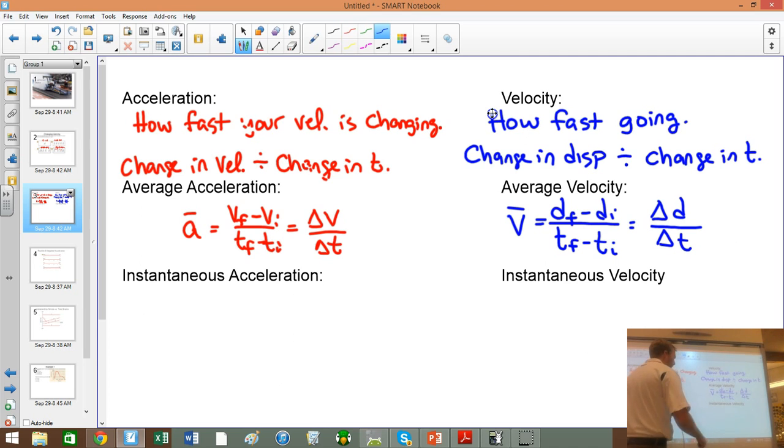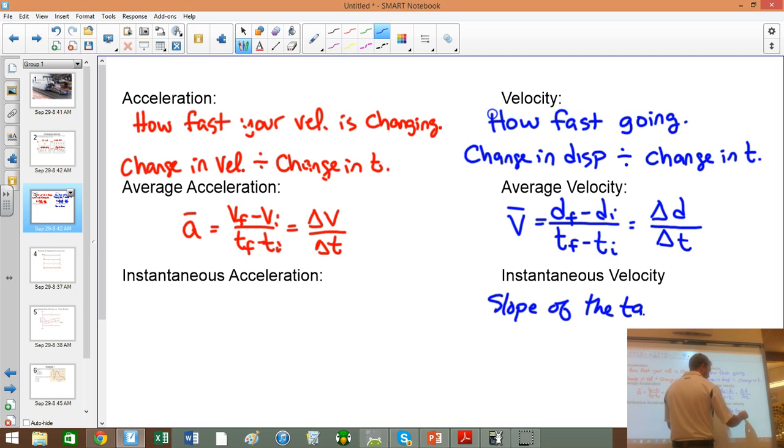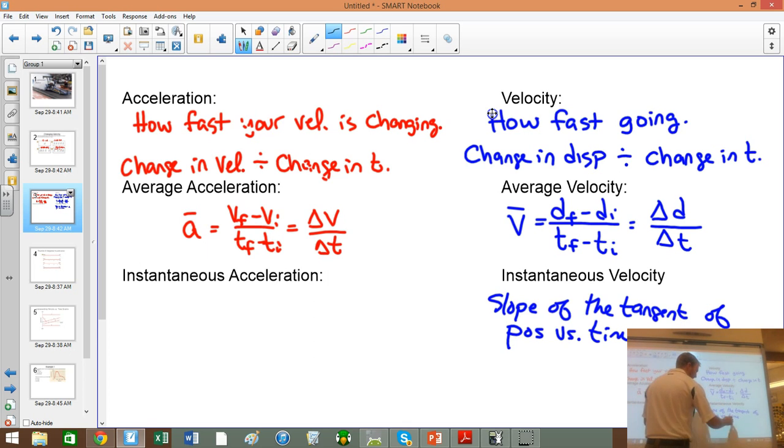Your instantaneous velocity, we define that as the slope of the tangent of the position versus time graph. So we had a position versus time graph, your displacement or position versus time, and you have maybe a graph here. And we would take the slope.